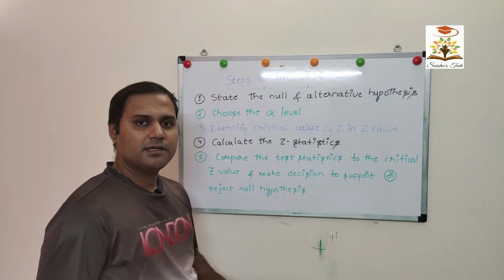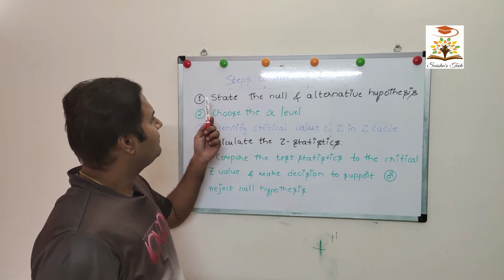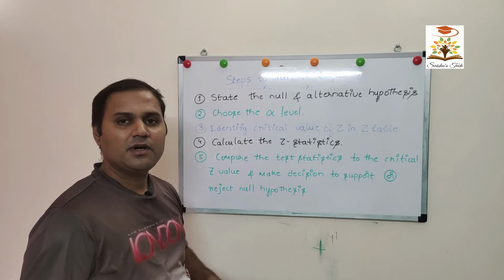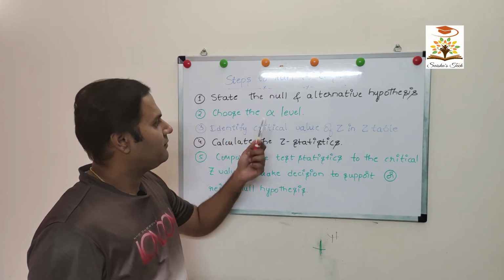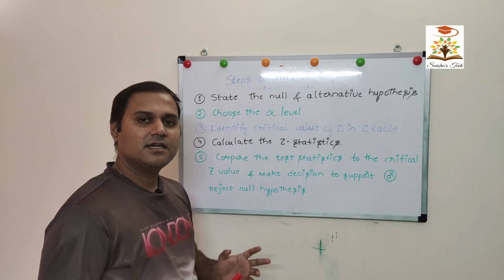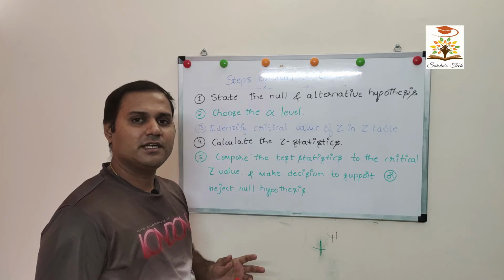There are 5 steps to conduct Z-test. In step 1, we state the null and the alternative hypothesis. In step 2, we choose the alpha level, that is the certainty which we provide to the null hypothesis, or the critical region.